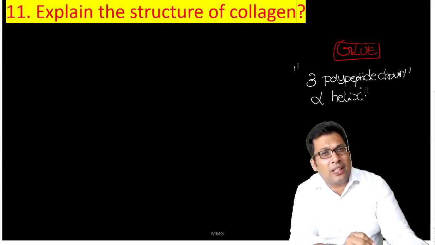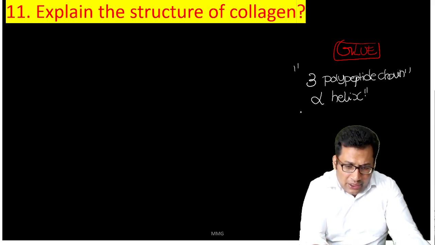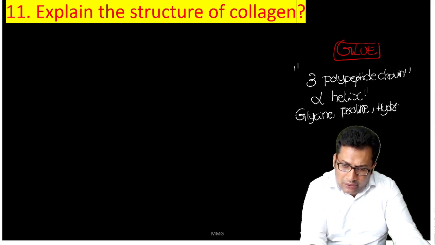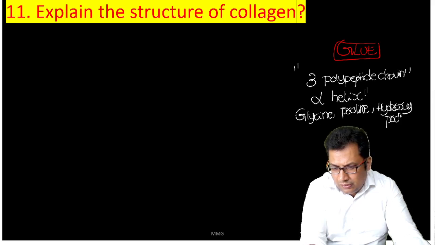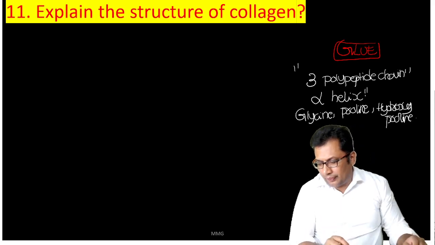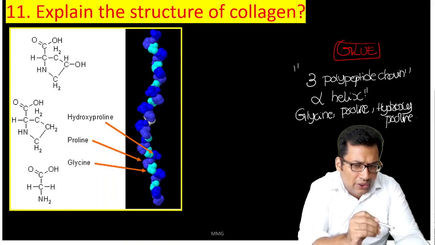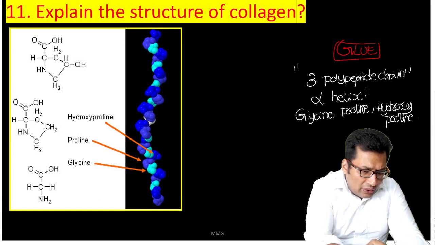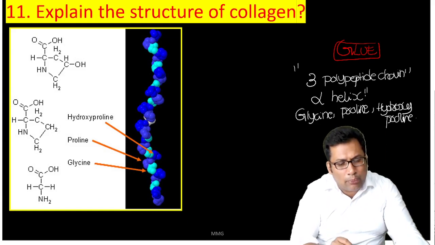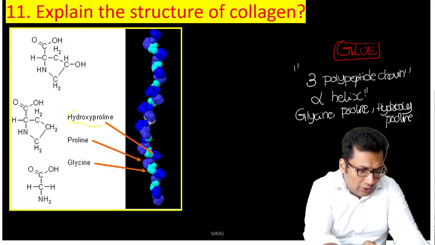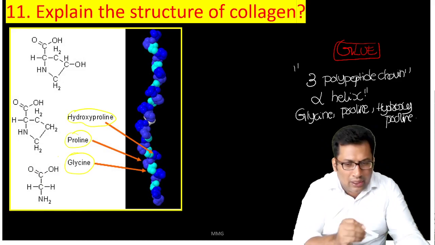What are the important amino acids present in collagen? Your answer should be glycine, proline, and hydroxyproline. Let's see here. This is the structure of collagen. What you can see here is the hydroxyproline, proline and the glycine.